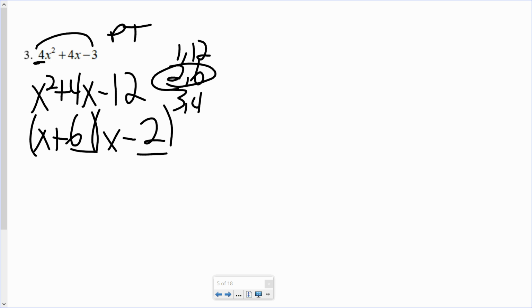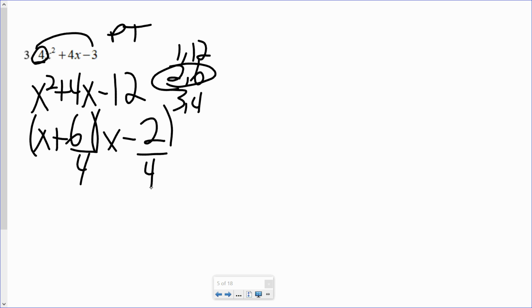In this case, I'm dividing by 4 because that's my leading coefficient. That's what is in front of the x squared. That's what I multiplied by at the beginning. Now, in the other examples, one of these divided nicely. In this case, they don't divide nicely. If they don't divide nicely, you need to reduce the fraction.